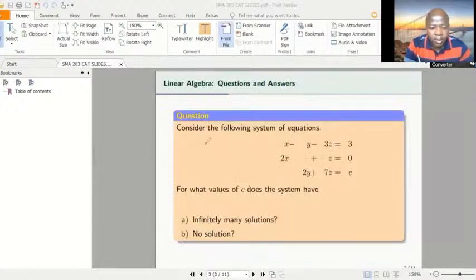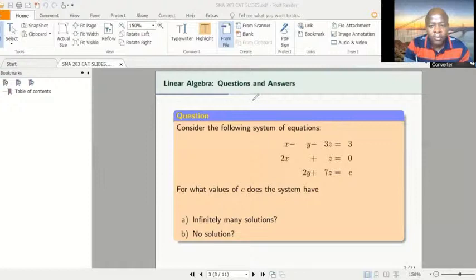This is our second question and it says: consider the following system of equations. x minus y minus 3z is 3. 2x plus 0y plus z is 0. And 2y plus 7z is c. Now the question is: a, for what values of c does this system have infinitely many solutions? And b, for what values of c does this system have no solution?